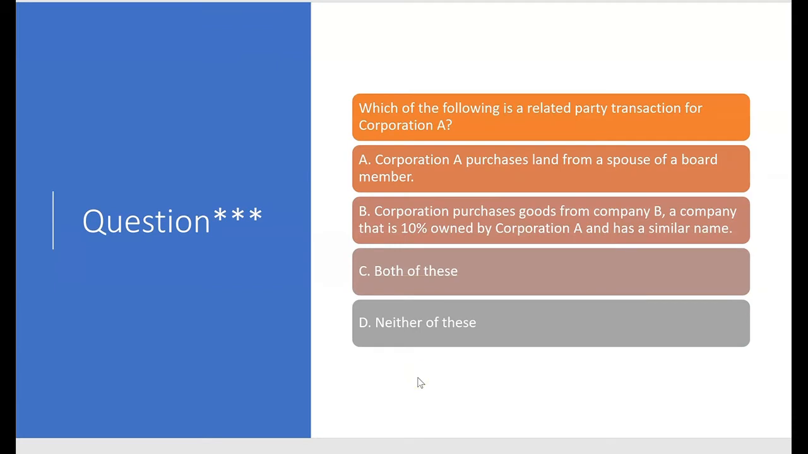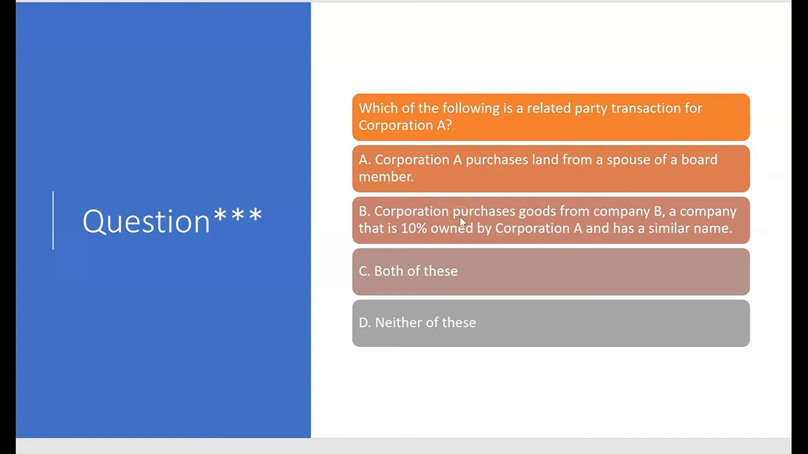So which of the following is a related party transaction for Corporation A? A. Corporation A purchases land from a spouse of a board member. Okay, so you have an immediate family member of a board member. That's a related party transaction.